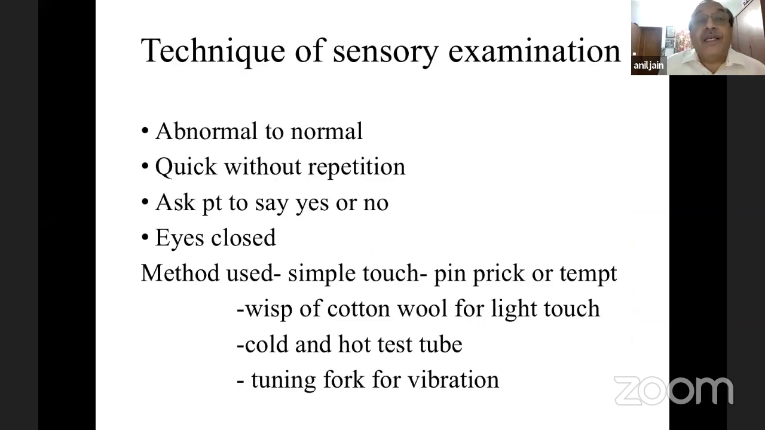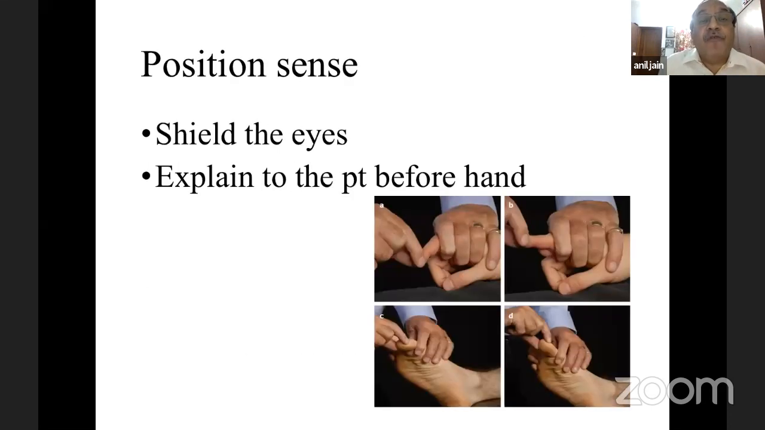Now, after the sensory sensations, we come to position sense. Again, this is very important. You have to shield the eyes of the patient. Explain to the patient what you are doing beforehand. Hold the finger or toe on both sides and not from the front and back. Always hold the finger, thumb, or toe from the side. Explain that you are moving the finger up and down or toe up and down, and what you mean by up and what you mean by down.